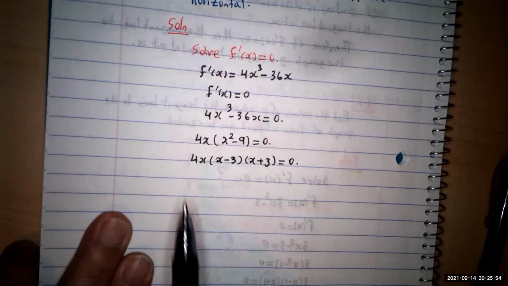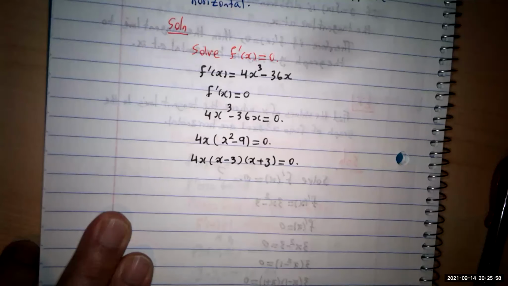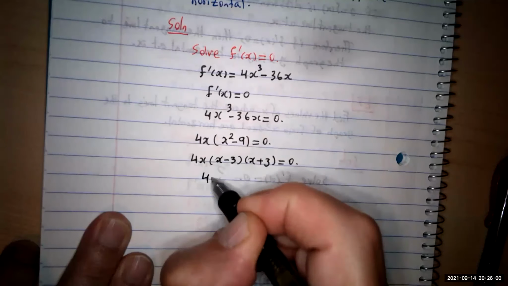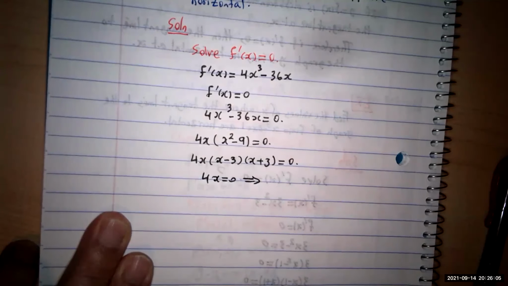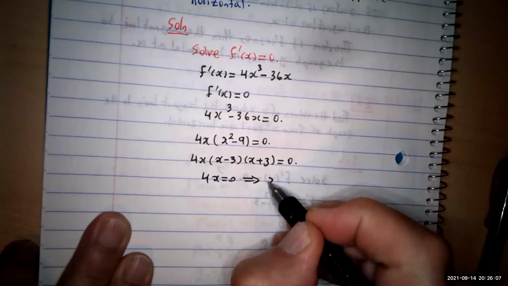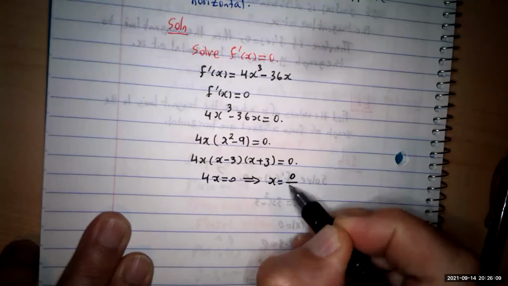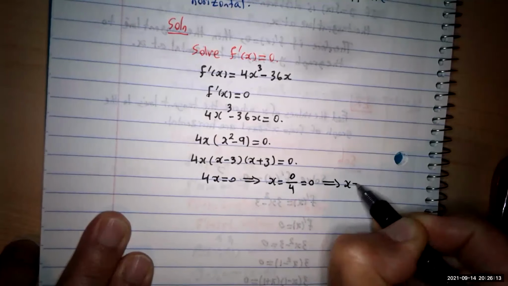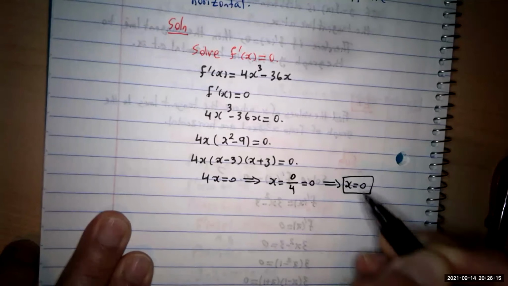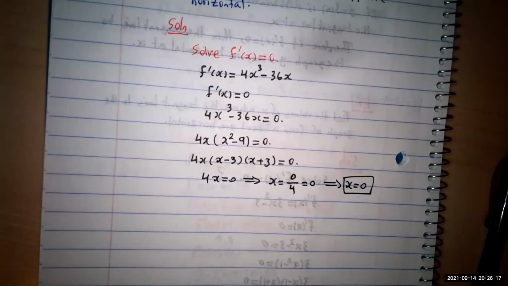Now you have three factors. You see 1, 2, 3. So three factors, three numbers, for x equal to 0. You know that for 4x equal to 0, x would be 0, because you divide 0 by 4, which is 0. So we get x equal to 0, one number. Any question? I've given a similar one on the test.